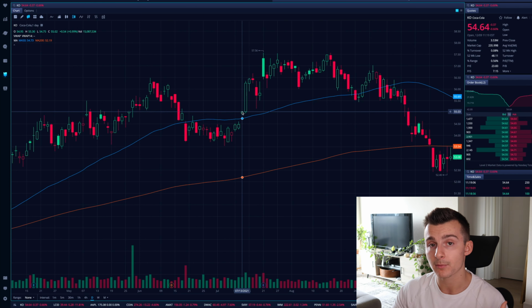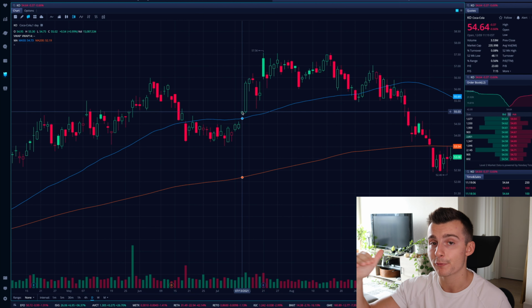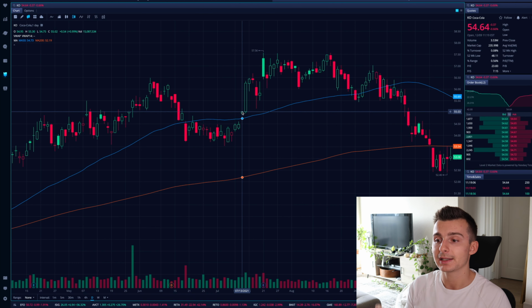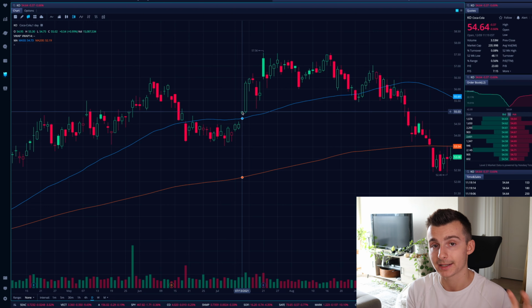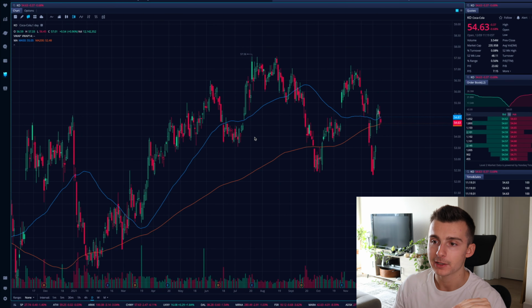Hollow means it was up from open to close. Solid means it was down from open to close. And the color just means where it was in relation to the prior candle's close. So this is Webull. It's a free platform to use.